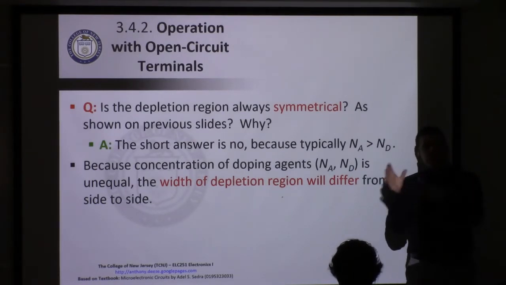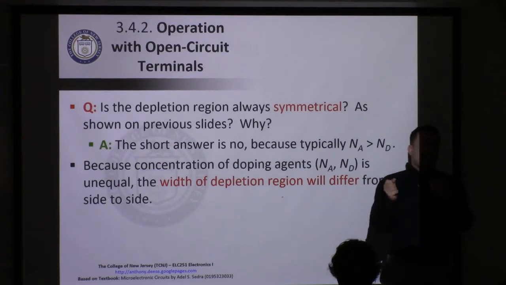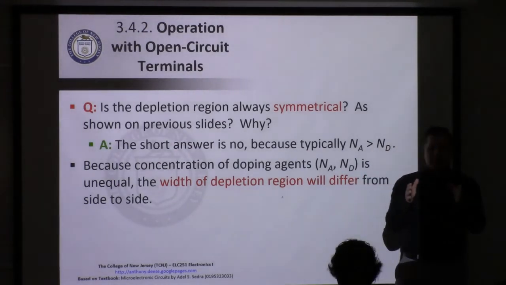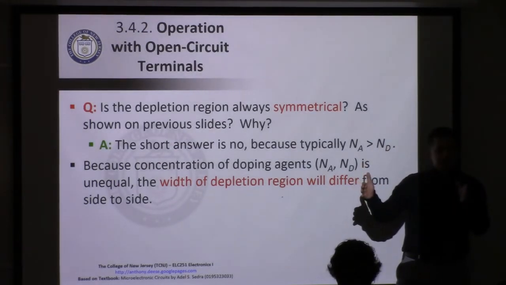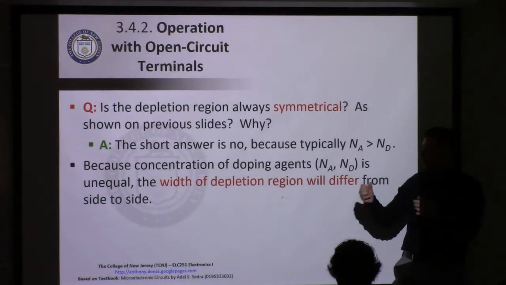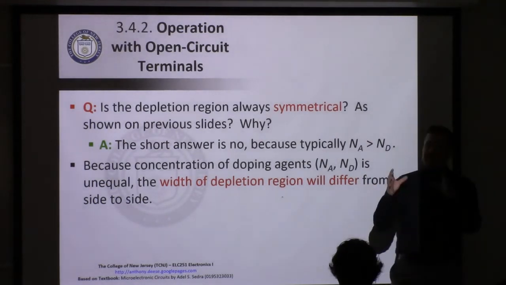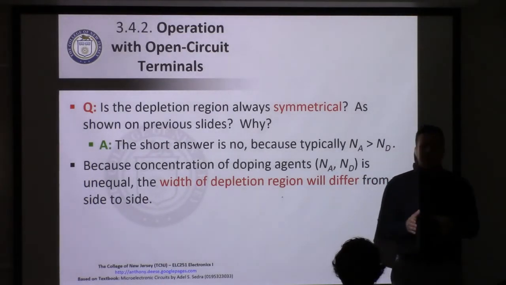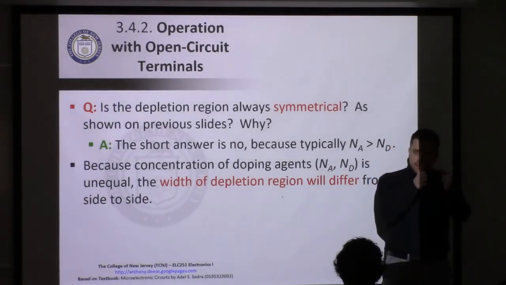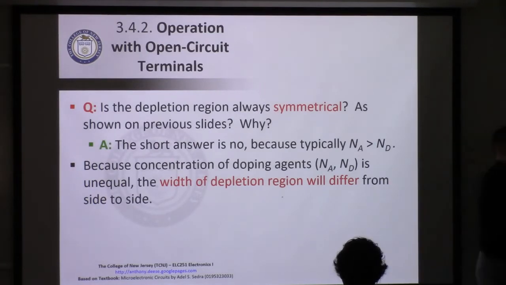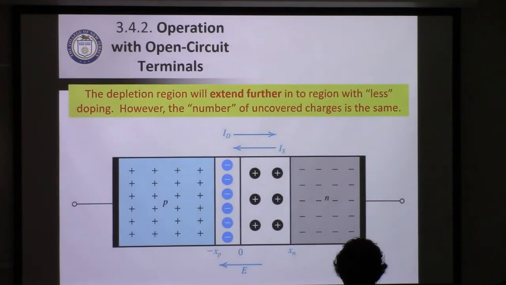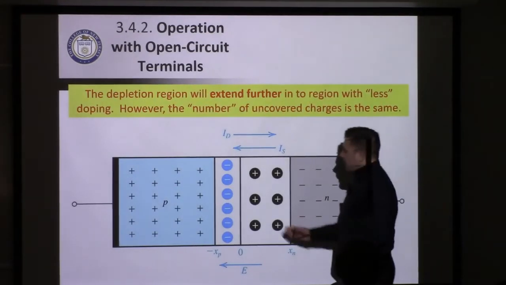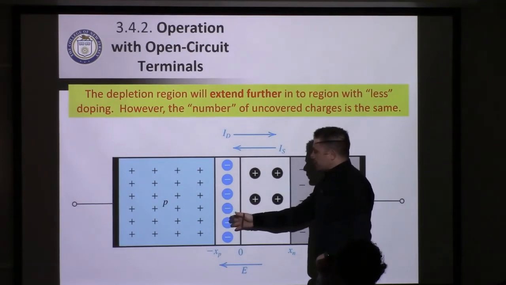So if we have a higher doping concentration on one side than the other, what we'll end up with is a lopsided depletion region. The depletion region will extend further into the area that has a lower doping concentration. There's a picture that demonstrates this idea much better than how I can describe it. If you look at this picture here, it shows that on the left-hand side we have a higher doping concentration.